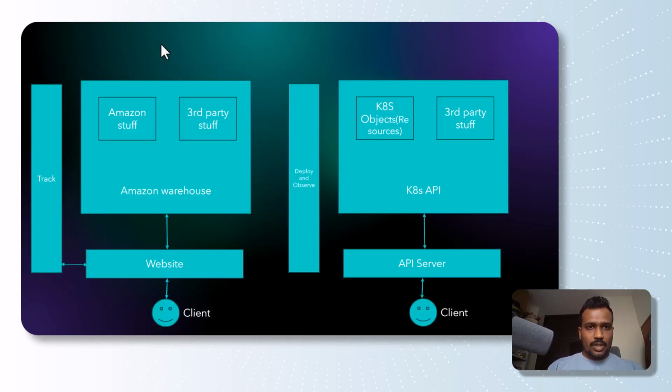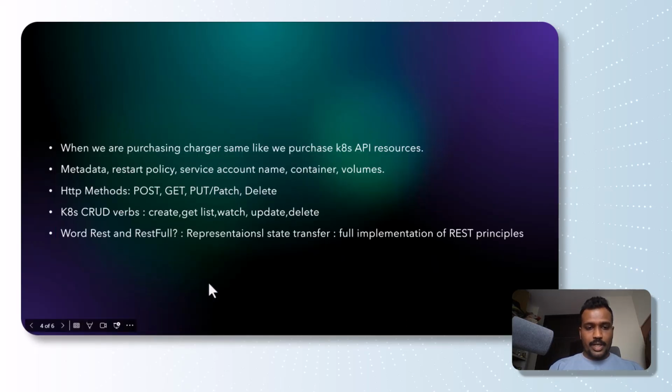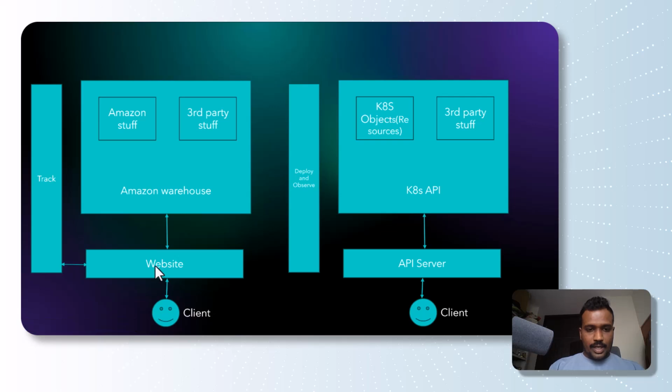If you see this slide, I am comparing the Amazon warehouse with the Kubernetes API. Why is it actually the same? There are similarities with when we are purchasing something on the Amazon website or any website, which is the same as the API server. Consider the client sending a request to the website. For example, you are purchasing some charger, so you will purchase it via the website, right?